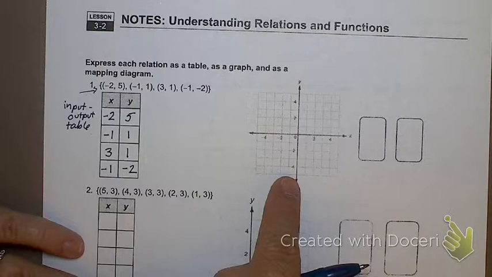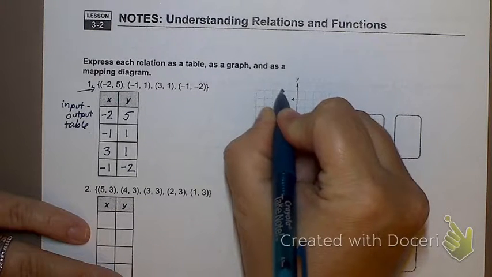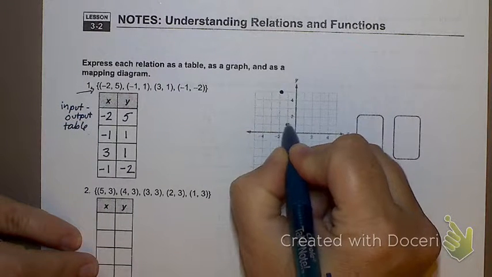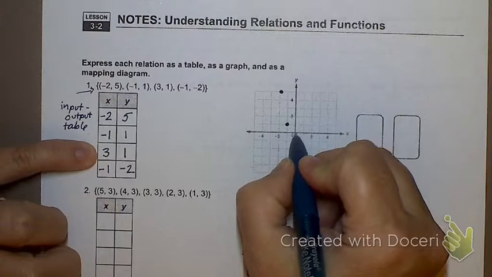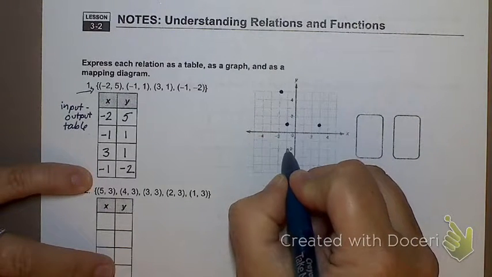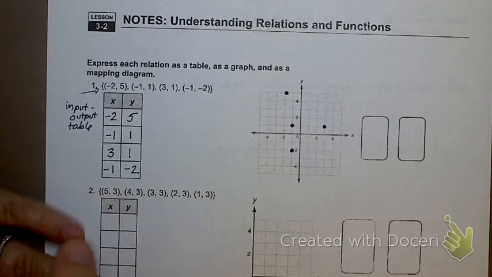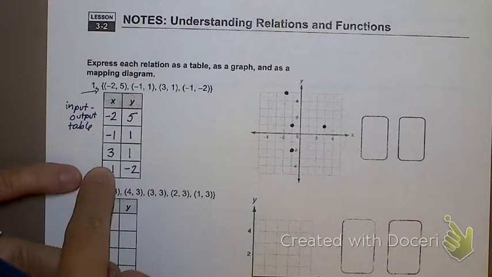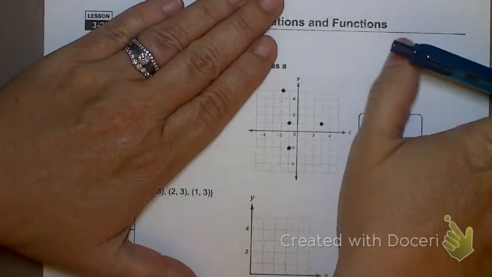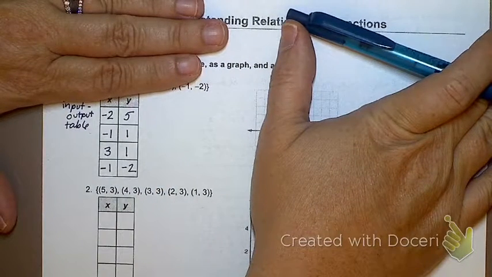Plot them, right? So -2, 5 would be left 2 and up 5, right there. -1, 1 would be left 1, up 1. 3, 1 would be 3 to the right and 1 up. And -1, -2 would be left 1 and then down 2. Does it make sense to you that the ordered pairs, the table, and the graph are all ways of representing the exact same information? So if I gave you the graph, could you make a table for me? If I gave you a table, you should be able to write the ordered pairs or do the graph.